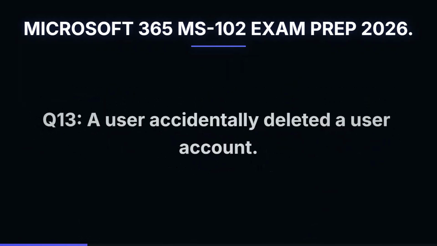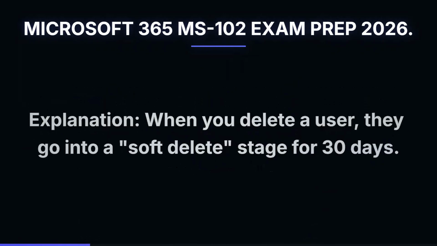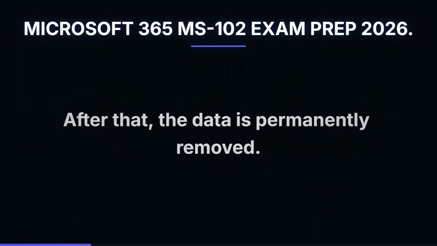Q13. A user accidentally deleted a user account. How many days do you have to restore it before it is gone forever? Answer. 30 days. Explanation. When you delete a user, they go into a soft delete stage for 30 days. After that, the data is permanently removed.